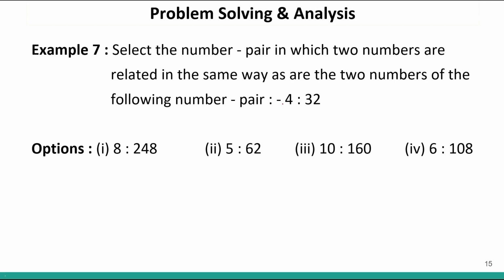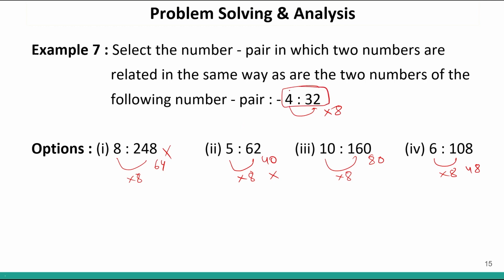So now let us look at this question. 4 and 32 is a pair, and similarly we have to find a pair which follows the same logic. So here I can see this is clearly into 8. 4 into 8 will give me 32. So 8 into 8 will give me 64. So not true. 5 into 8 will give me 40. So not true. 10 into 8 will give me 80. So again incorrect. And 6 into 8 will give me 48. So none of the options is correct. But one of the options has to be correct. So maybe a different logic is being applied between 4 and 32.